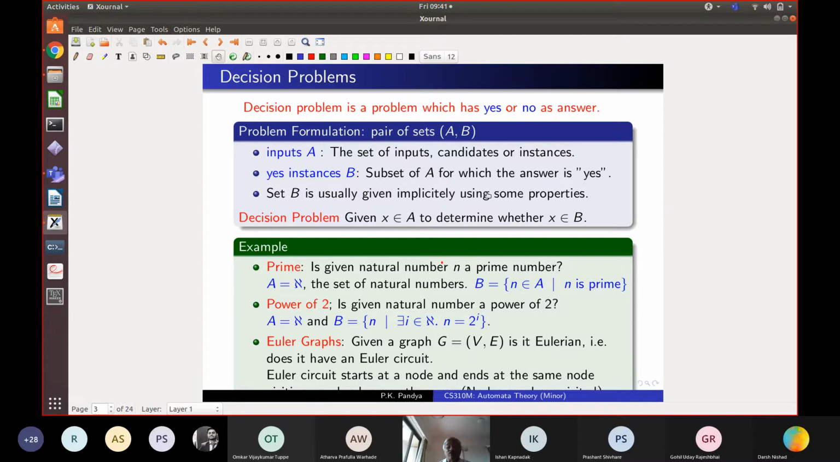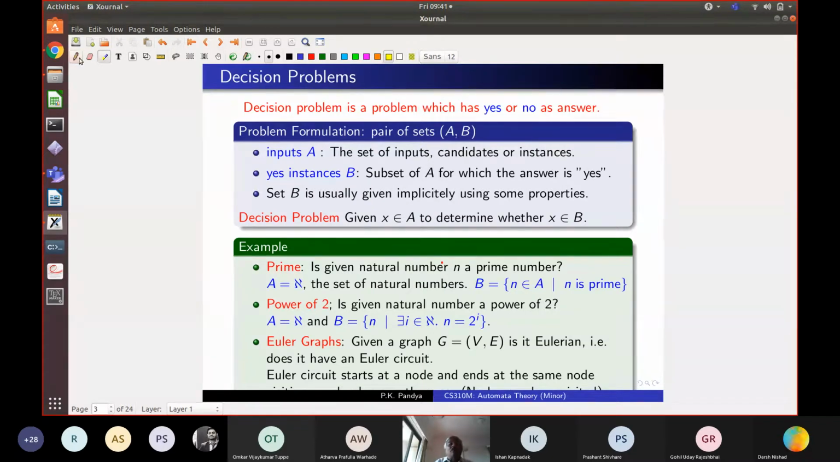Yeah. Second question is, given a natural number, we want to determine whether it's a power of 2. So our set of candidates is the set of natural numbers. And what are the yes instances? Yes instances are all those natural numbers n such that there exists another natural number i such that n is equal to 2 to the power i. That is, my number n can be written as 2 to the power i.